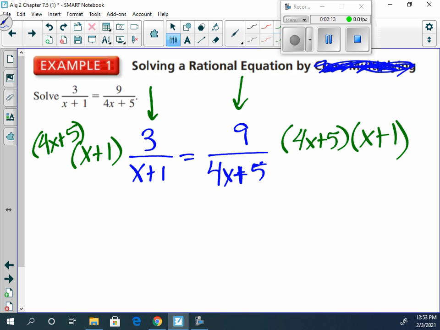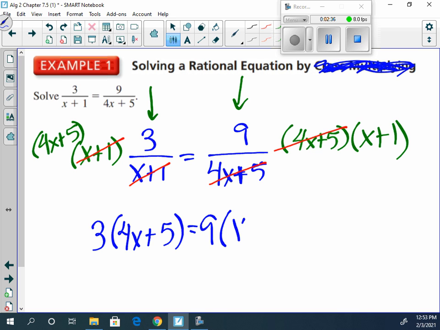And that's kind of the main difference. And the way that this works out, and the way that it actually is kind of nice, is the 4x plus 5 and 4x plus 5 simplifies here. The x plus 1 and x plus 1 will simplify. And let's see what we have left. Well, on the left-hand side, I have 3 times 4x plus 5 equals 9 times x plus 1.